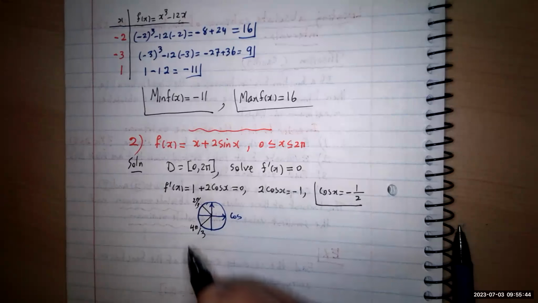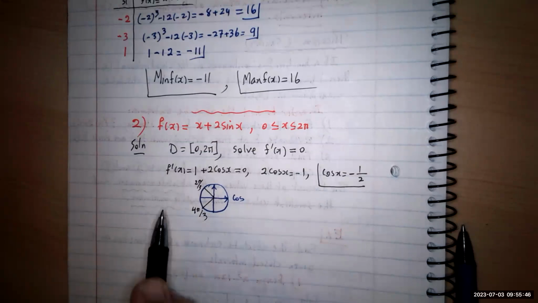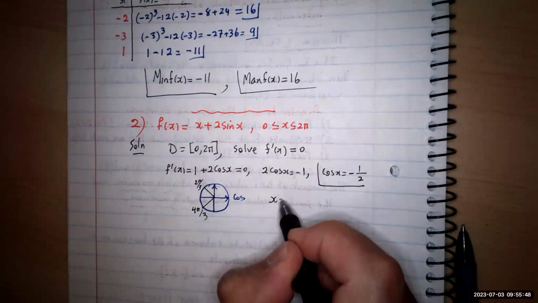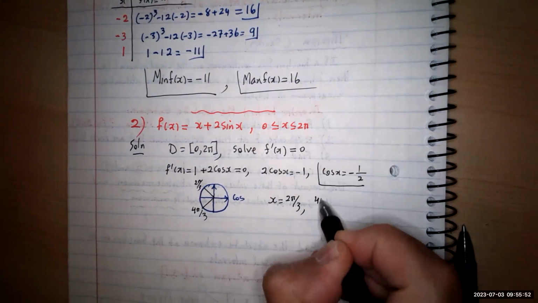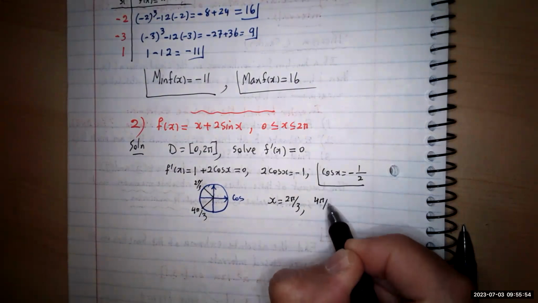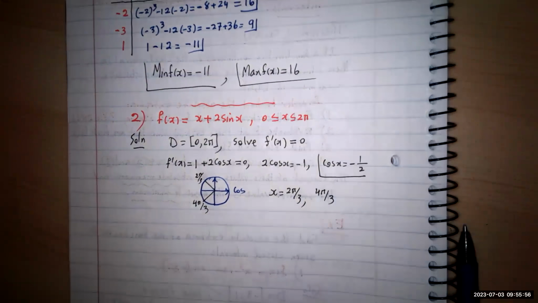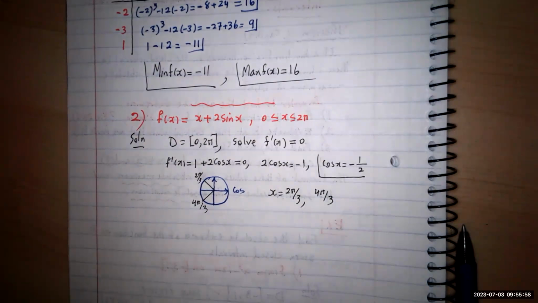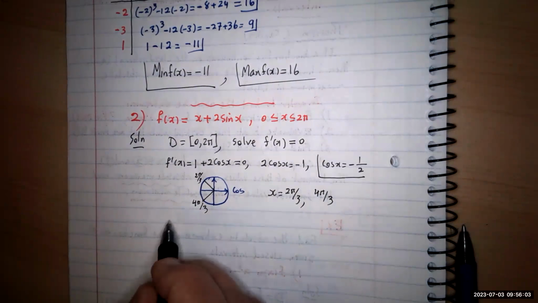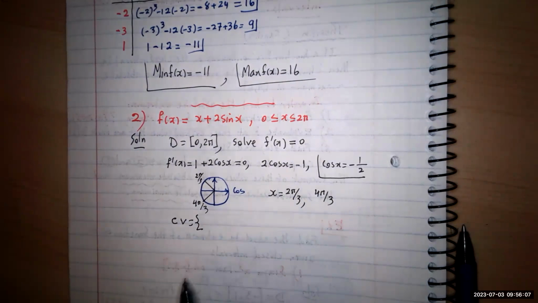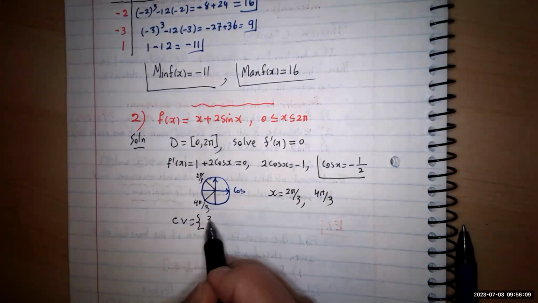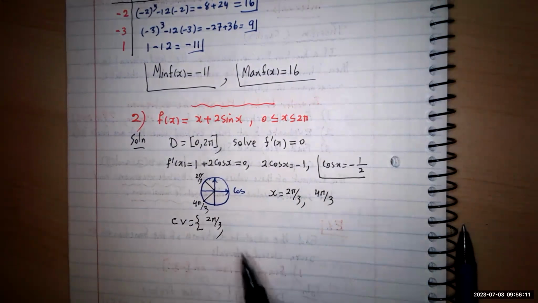Again, carefully check your table. So the solutions are x equal to 2 pi third and x equal to 4 pi third. Double check it, make sure you don't miss it. Any question? Check the unit circle, make sure you get it right. So the critical values are going to be 2 pi third and 4 pi third.